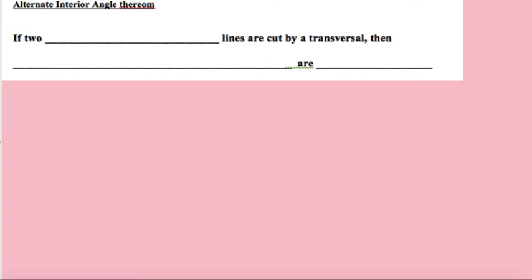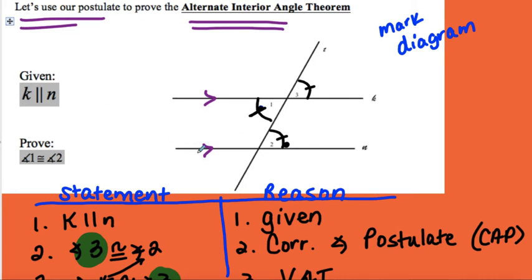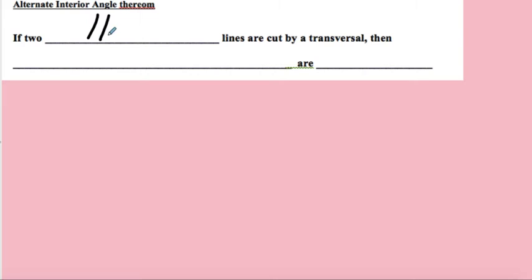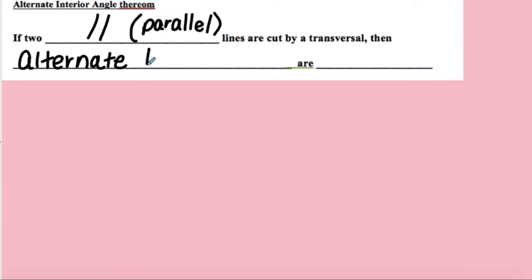All right, so what did we just prove? Well, what we just proved is that alternate interior angles, if two parallel lines are cut by a transversal, then also alternate interior angles are congruent, and that's called the alternate interior angle theorem. So if two parallel lines are cut by a transversal, then alternate interior angles are congruent because of the alternate interior angle theorem. No shortcuts. Alt int angle theorem. Okay, alt int angle theorem.